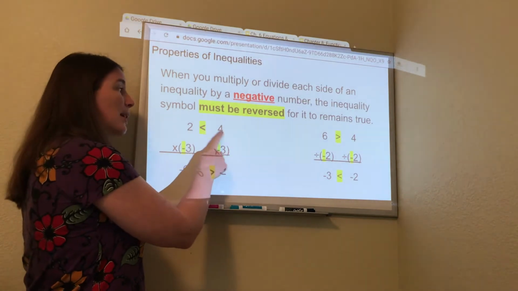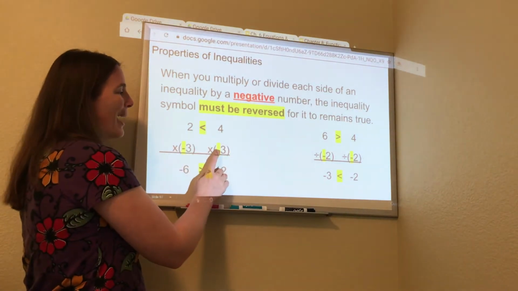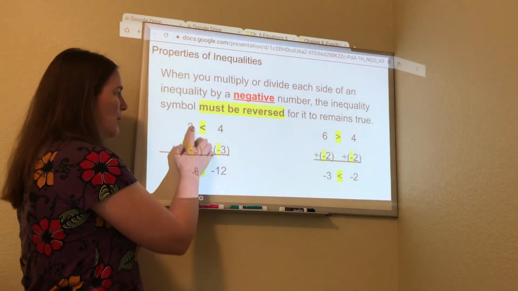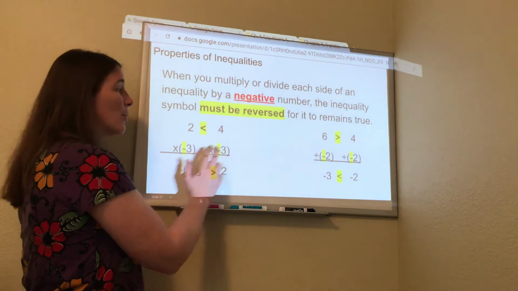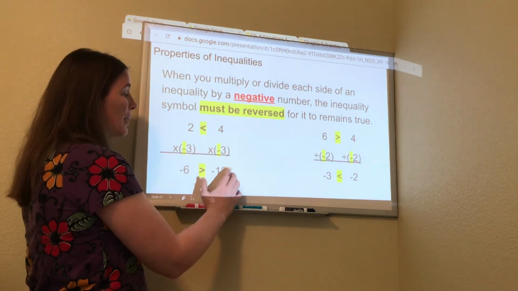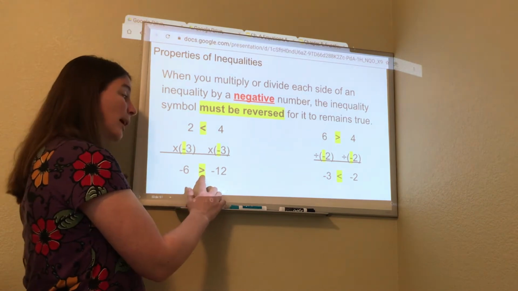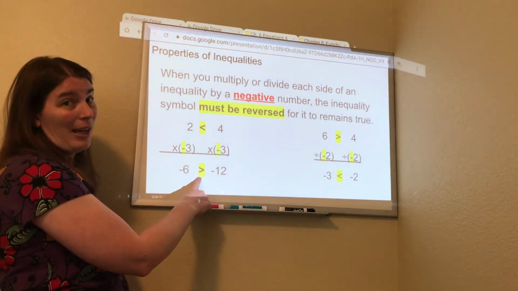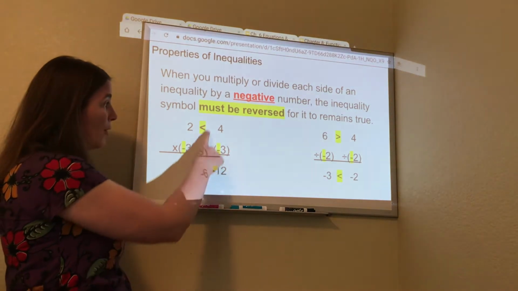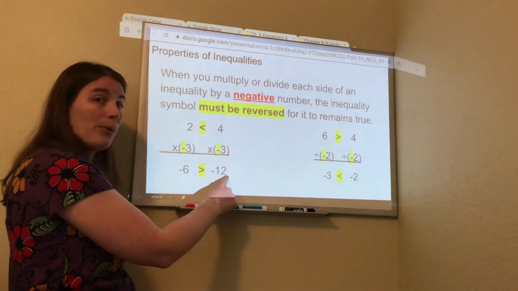So if I have 2 is less than 4, which is true, and I multiply both sides by a -3, okay? So 2 times the -3 is -6, and 4 times the -3 is -12. To keep this sentence true, -6 is greater than -12. So that means we have to reverse our sign. See how this has changed from less than to greater than. Now this is true, -6 is greater than -12.